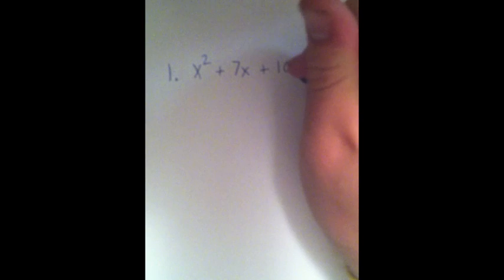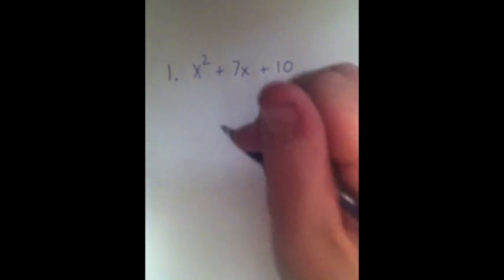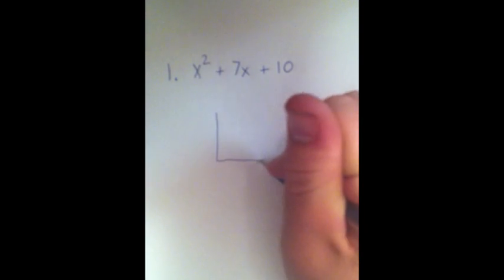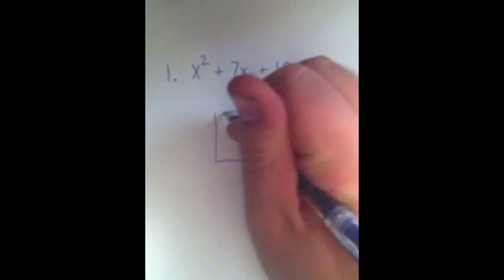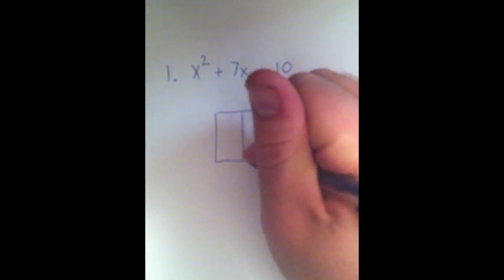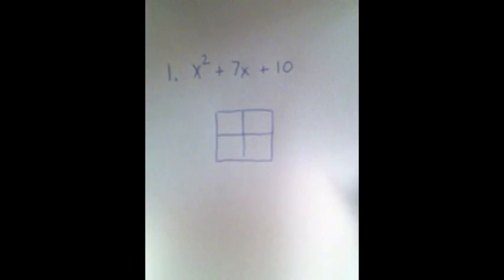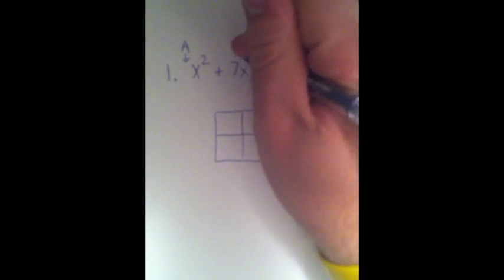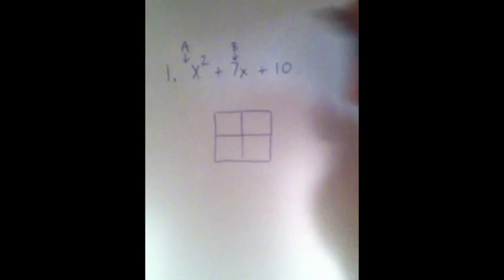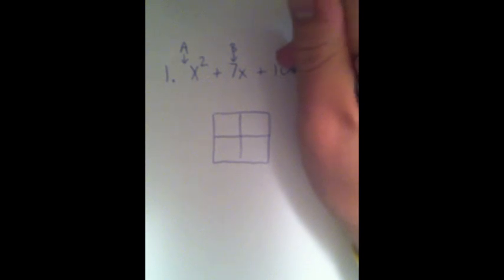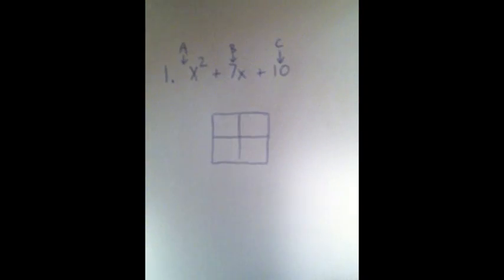It is x squared plus 7x plus 10. And we need to draw the box because that's the method we're going to use in order to factor these polynomials. So we drew our box and we need to label each one of these terms. We'll call the coefficient in front of the first term A, the coefficient in front of the second term B, and the coefficient in the last term as C.